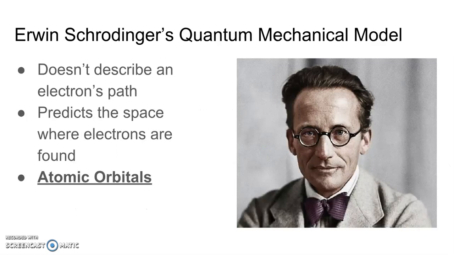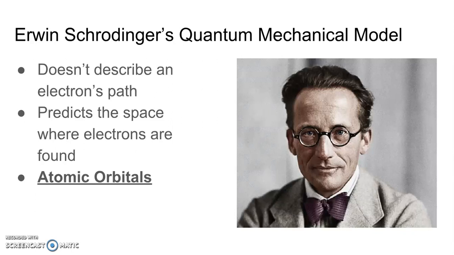So that led to a guy named Erwin Schrödinger. He was an Austrian physicist, and in 1926 he came up with a new model of the atom called the quantum mechanical model of the atom. Schrödinger's model doesn't describe an electron's path. Bohr said that electrons orbited the nucleus, right? Like the Jimmy Neutron orbits, the lines around that you see, or the rings that you learned about in middle school. So Schrödinger said that's not true. That's not what electrons do. Electrons can really move around wherever they want to move, in these spaces called atomic orbitals.